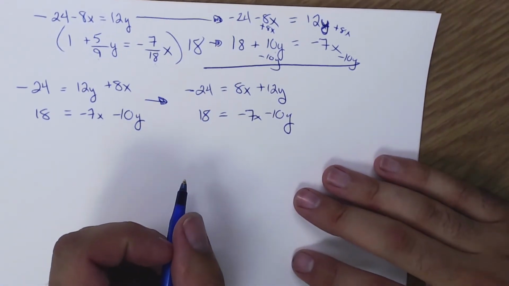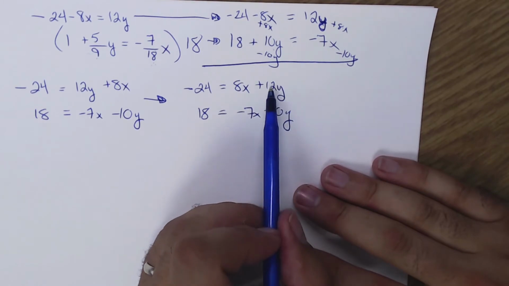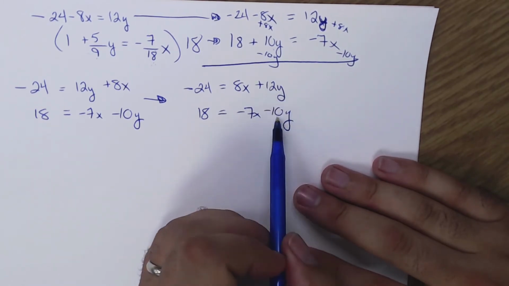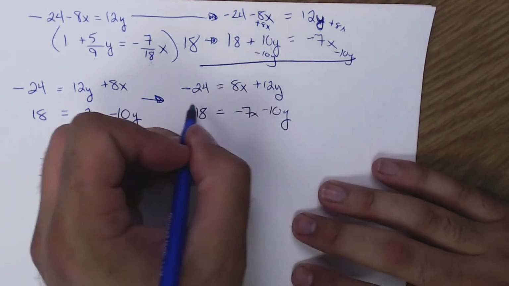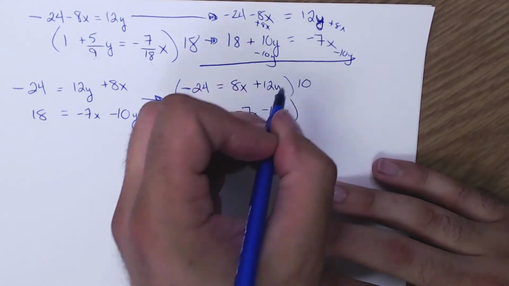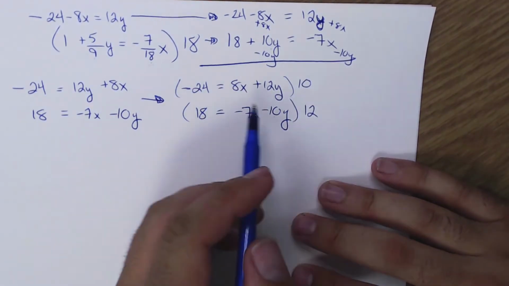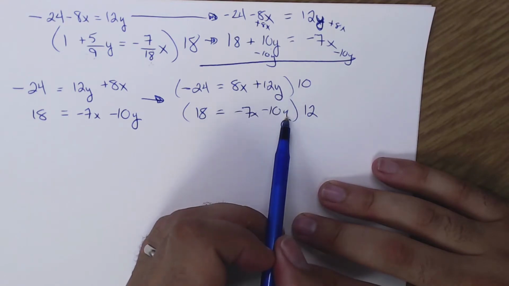All right, now let's try and get some stuff to cancel. I'm going to go with the y's because I like multiplying the 12 and 10 better than 8 and 7. I just don't like 7s for some reason. So I'm going to multiply the top by 10, and I'm going to multiply the bottom by 12. And because I'm switching these two, my y's are going to end up canceling.